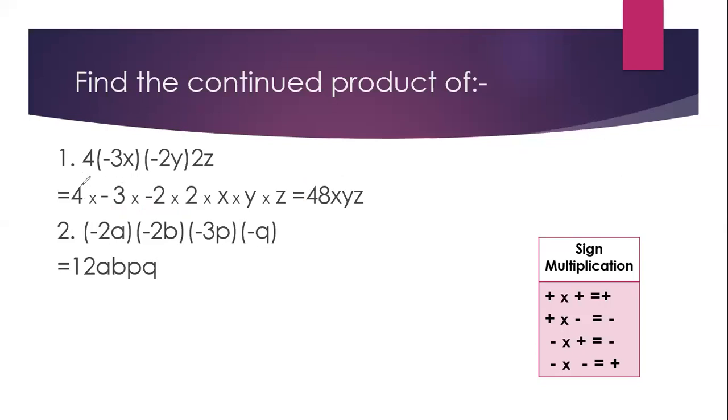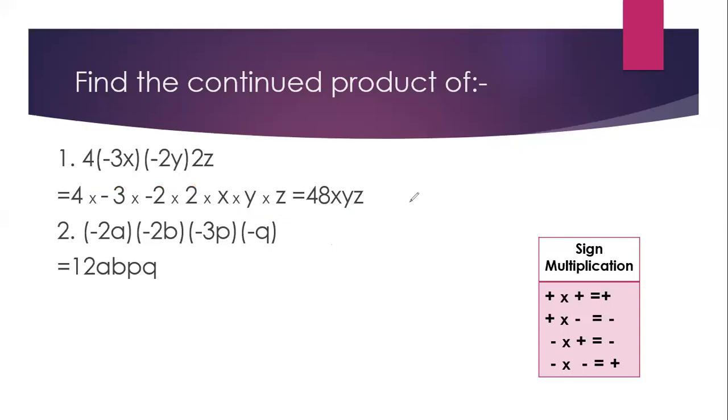Now we have to multiply the coefficients. 4 threes are 12. 12 twos are 24, and 24 twos are 48. And then x, y and z. Clear everybody?